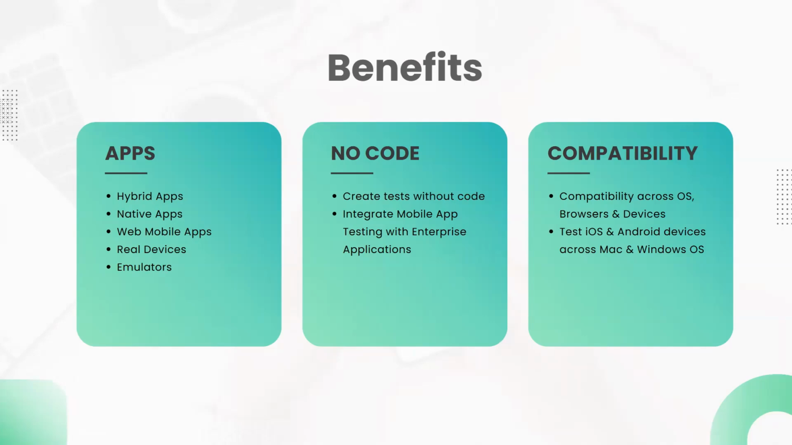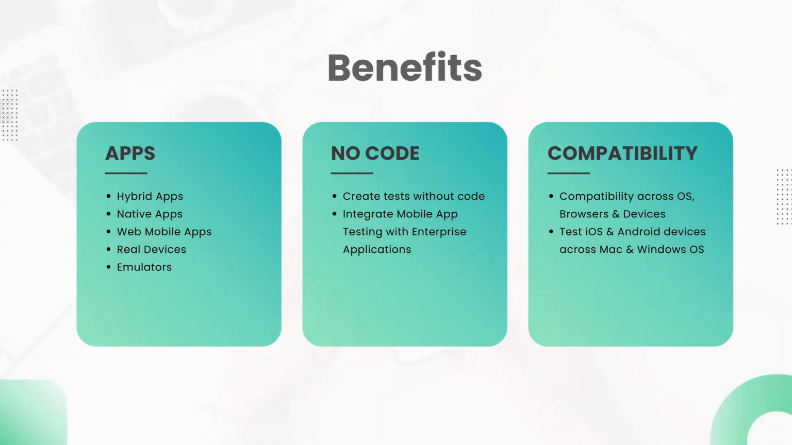And then the compatibility. The Tricentis Mobile Agent can be set up on different operating systems like Windows, Linux, and Mac. So you can run your tests on different operating systems and browsers and different devices like Android and iOS. So we can test iOS and Android devices across Mac and Windows OS. That's a big benefit. So it is compatible across all the platforms and operating systems.